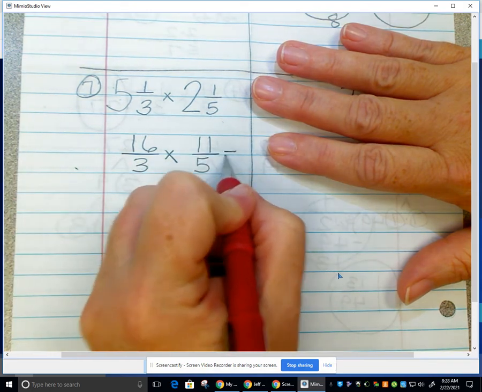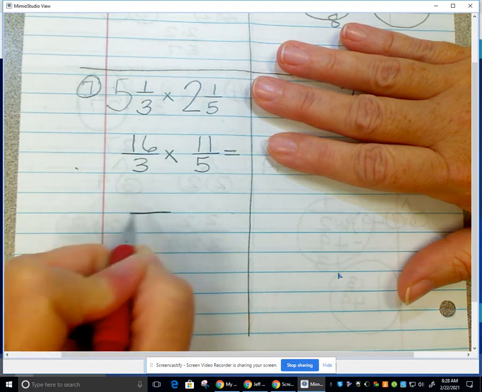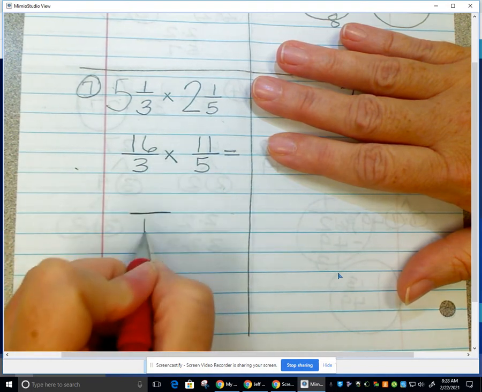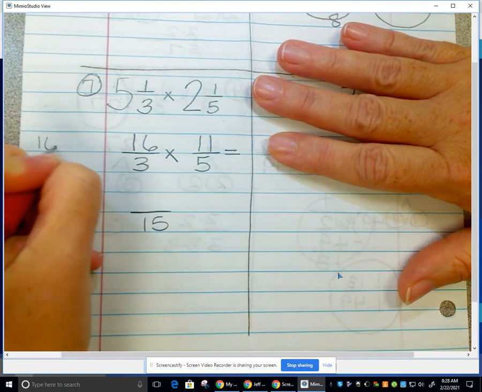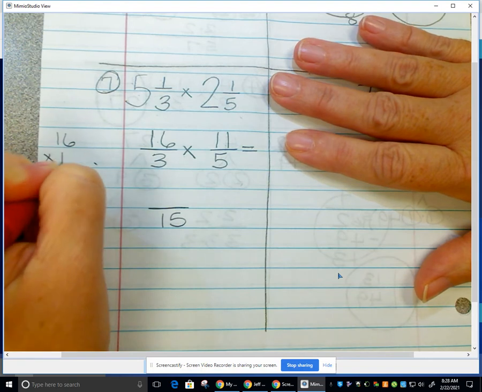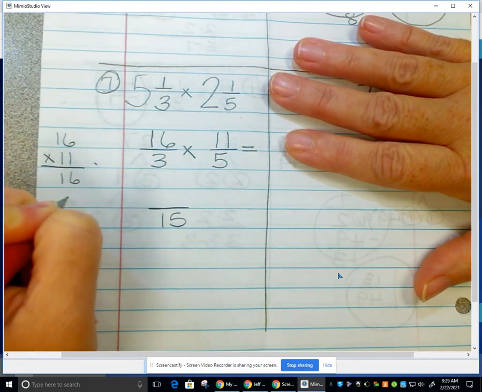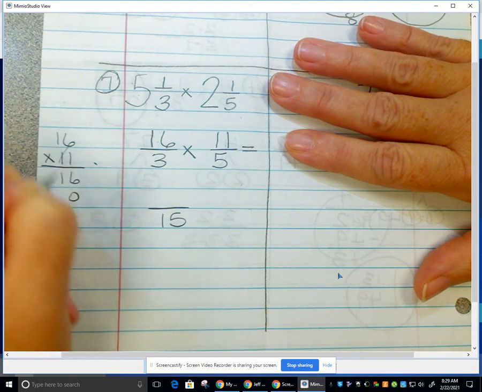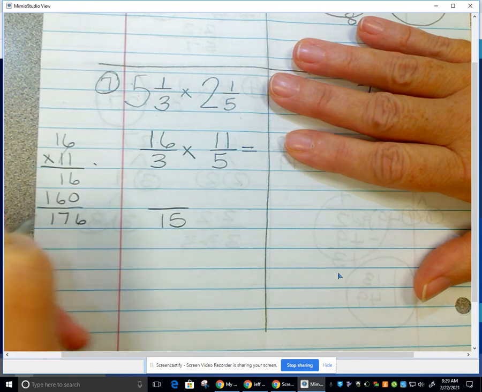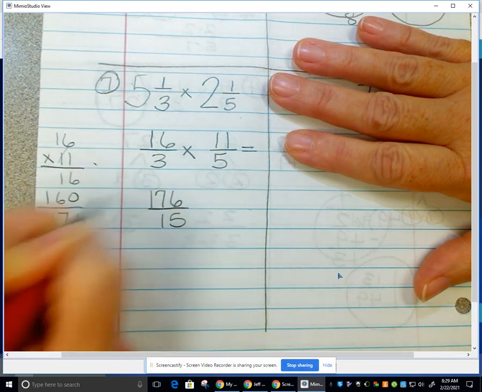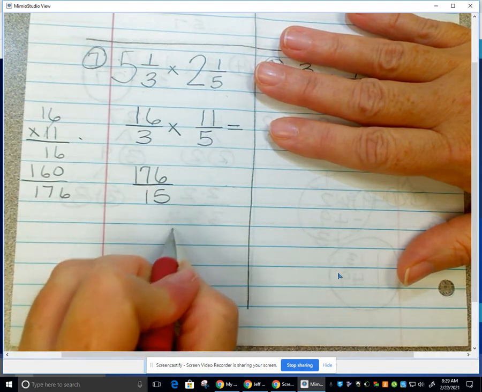And then I'm going to come across and I'm out of room right there, so I'll do it here. I'll do the bottom. 3 times 5 is 15. 16 times 11. I'll come right here and do that. 1 times 6 is 6. 1 times 1 is 1. Put my placeholder. 1 times 6 is 6. 1 times 1 is 1. That's 6, 7, 176. And that's improper, so I need to divide and rock around the clock to fix that.